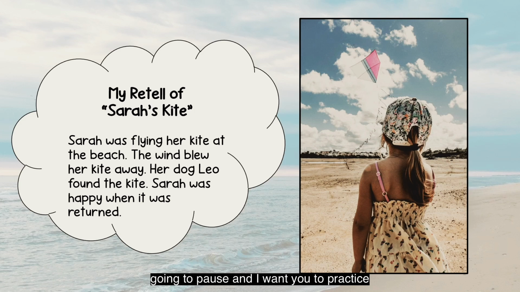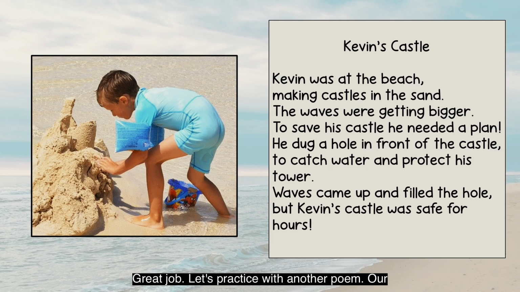I'm going to pause and I want you to practice retelling the poem to somebody at home. Go ahead, retell Sarah's Kite. Great job! Let's practice with another poem. Our next poem also has characters, setting, and events, which means we can practice retelling again. I will read the poem while you listen for characters, settings, and events.